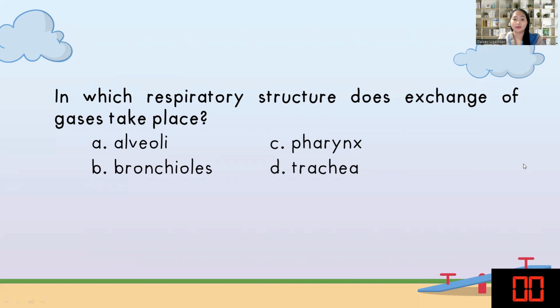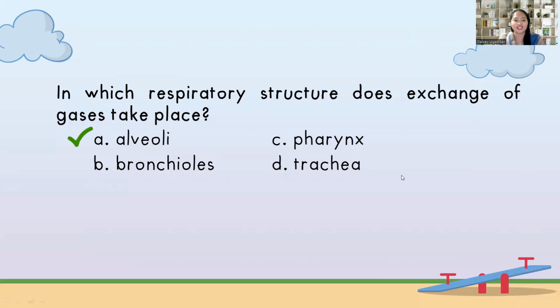Alright, let's do elimination method again. Bronchioles is actually where the air flows. So, daanan siya ng hangin. Pharynx, same. Daanan lang po ng hangin. D, trachea, daanan lang ng hangin. So, it leaves us with the last option, the alveoli. And the alveoli is where the exchange of the oxygen and carbon dioxide takes place. So, the correct answer is letter A.